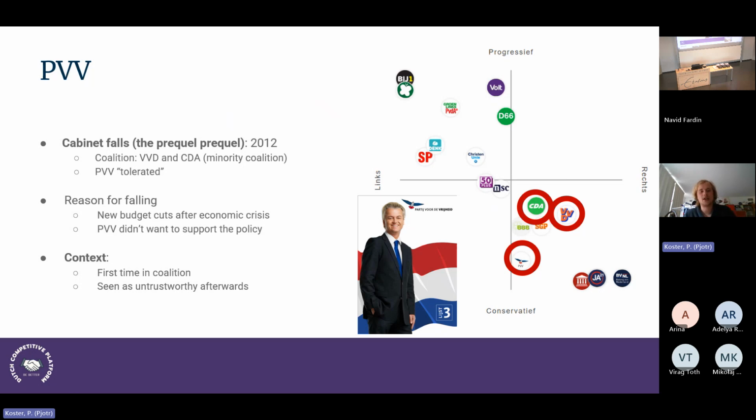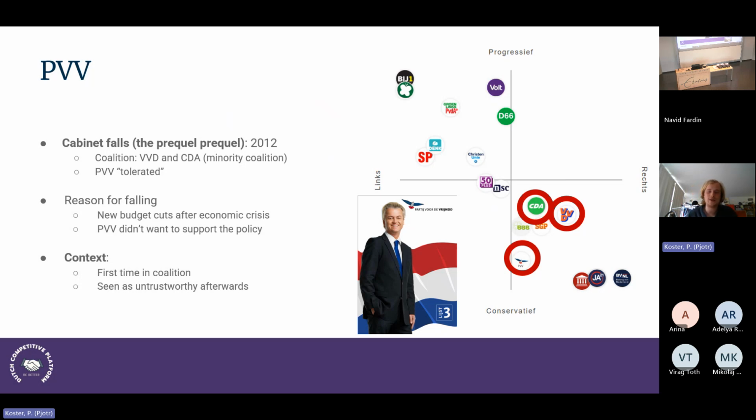The context of this is, as you can see, this is 2012, and if you remember correctly, PVV started around 2006. This is the first time they were in a coalition. So they have been a big party before, but they've always been in opposition. And the first time that they were in a coalition, or somewhat related to a coalition, they basically stepped out and let it fall.